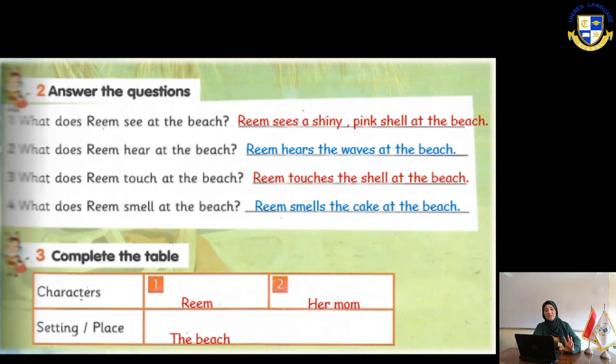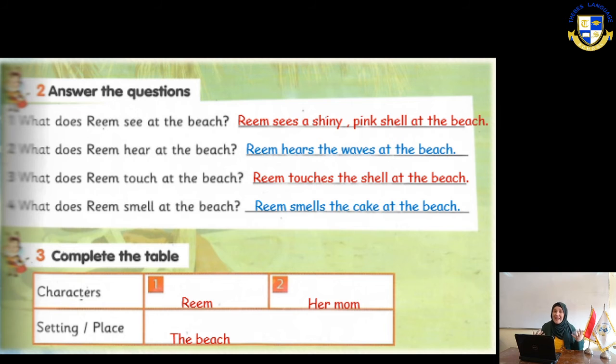Now, complete the table. The characters, number 1, we have Reem and we have her mom. And we said before at the story sessions that the characters are people in the story. Who are the people inside the story? Who are the people that we are talking about? Reem and her mom. Okay?